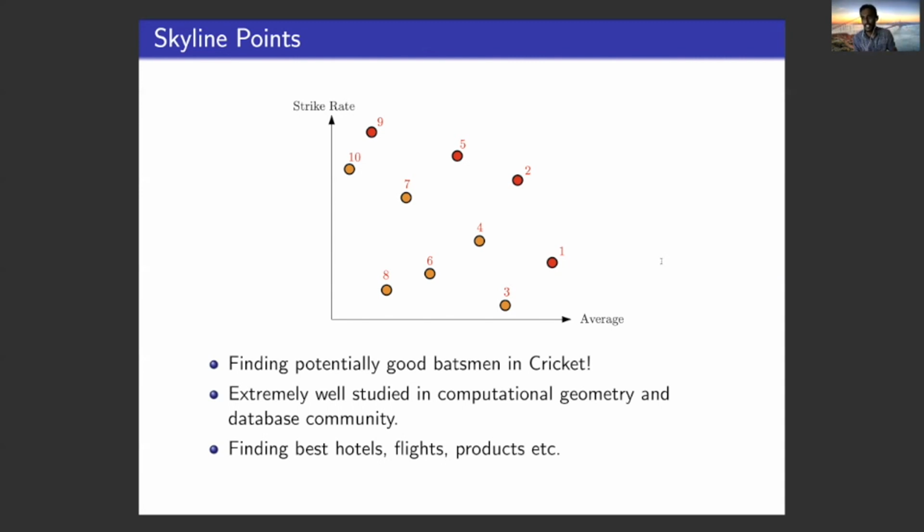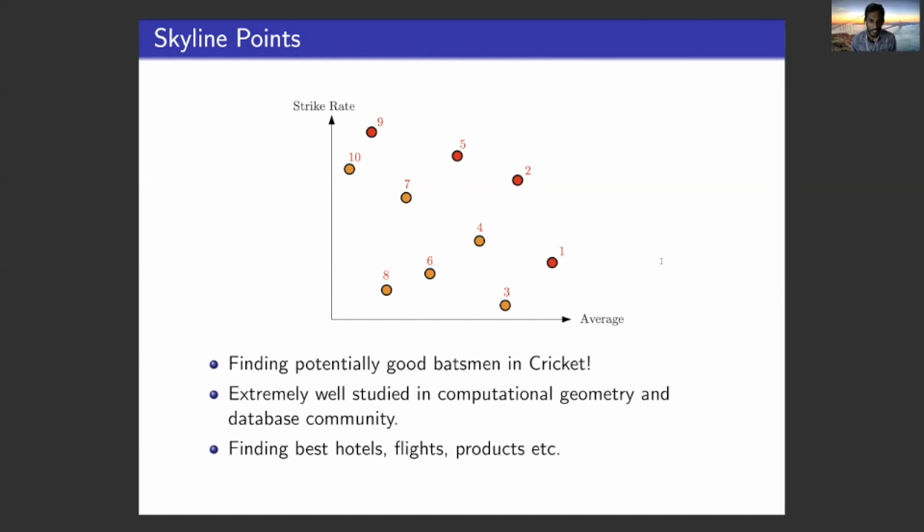So they kind of represent the potentially good batsmen in cricket, right? So yeah, it's a well-studied problem in computational geometry, as I said. But in the last 2 decades, the database community has taken huge interest in this problem. I mean, almost thousands of papers have been written on it, on several variants of this problem.